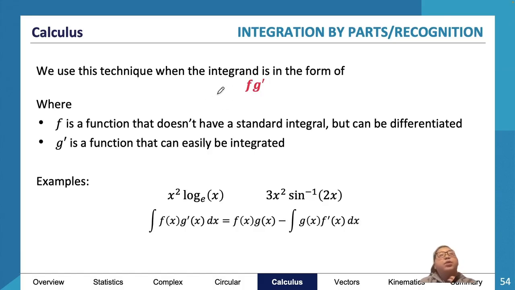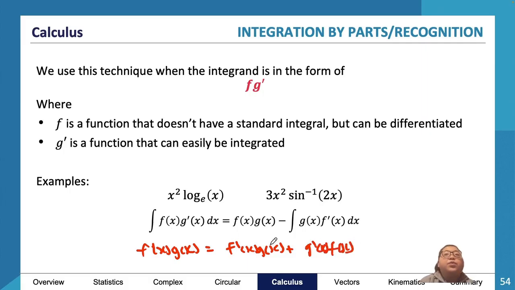Just like the chain rule goes with integration by substitution, the product rule goes with integration by parts. It's based on the formula for f of x times g of x. When you differentiate it, it's going to give you f dash g of x plus g dash f of x, right?